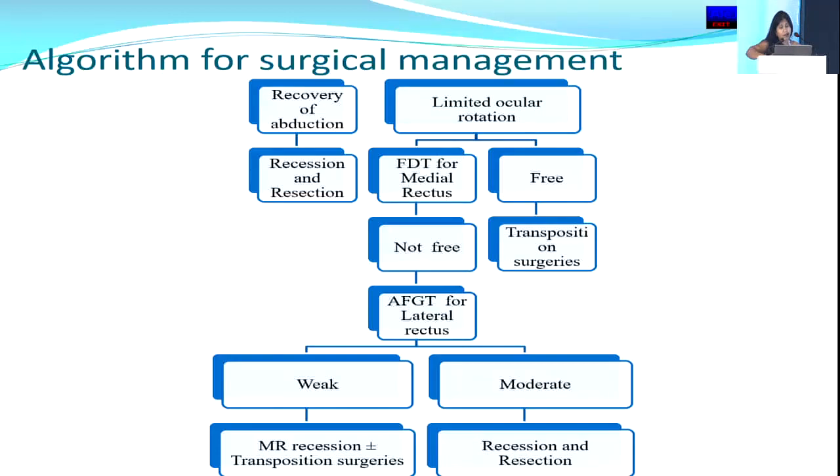The algorithm says that if you have a good recovery of abduction, you may choose to do a recession resection. If you have limited recovery of abduction, depending again on the status of the fibrosis of the medial rectus, you have to decide whether you want to recess the medial rectus or not, along with the transposition surgeries.